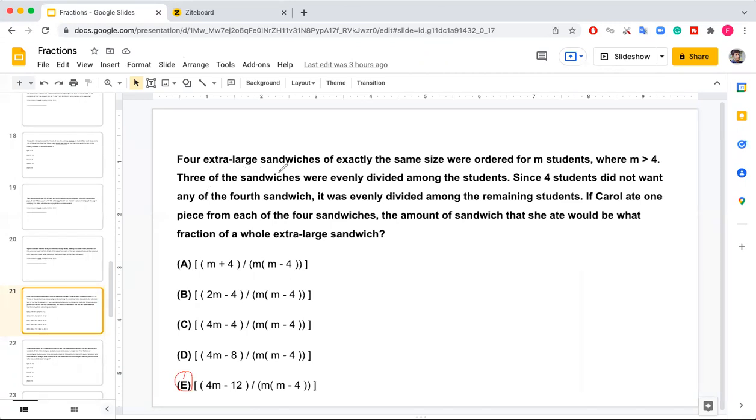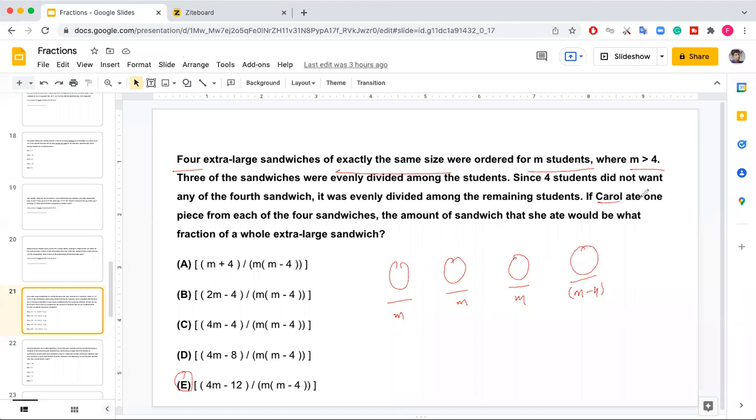You have 4 extra large sandwiches of exactly the same size. First of all, these have the same size and there are 4 in quantity, right? They are ordered for m students and m is greater than 4. 3 of the sandwiches were evenly divided among the students. We have 3 sandwiches, and these are evenly divided for m students. And since 4 students did not want any, the last sandwich was evenly divided among the remaining students, so it is divided among all students other than these 4.